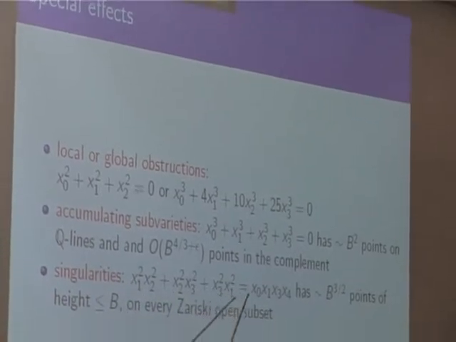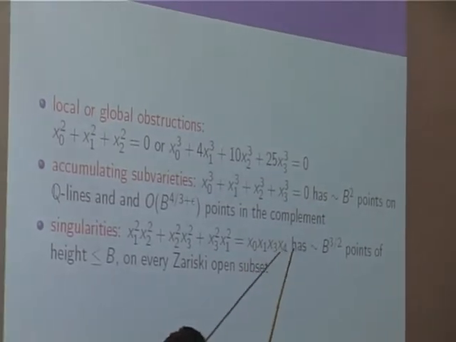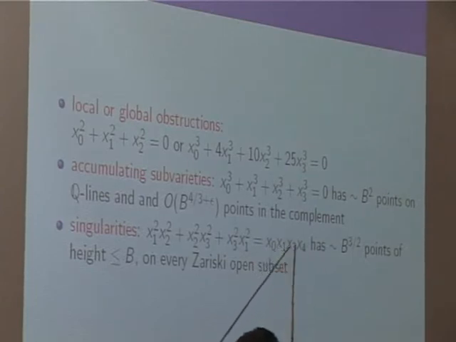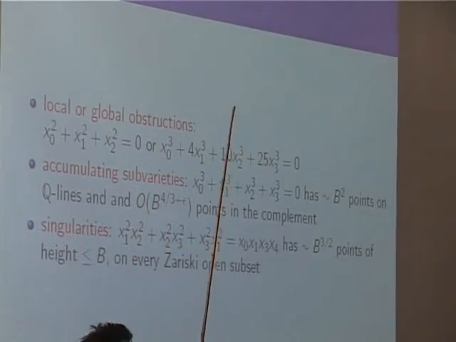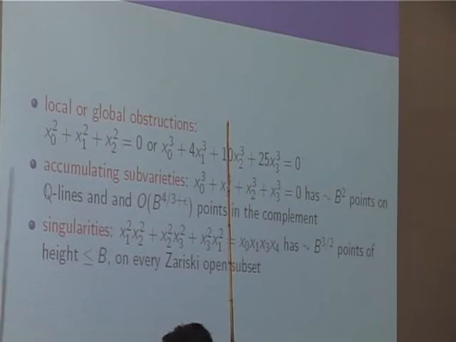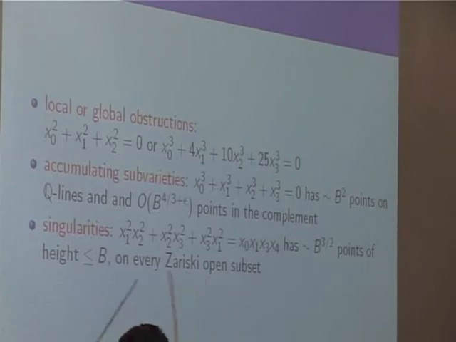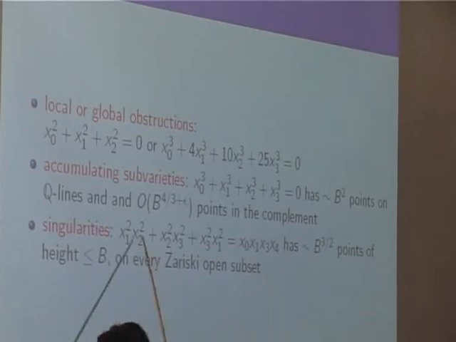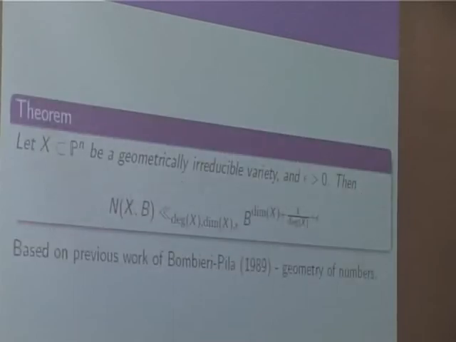So here we have 4 variables, x1, x2, x3, sorry. Anyway, 4 variables. Degree 4. We expect b to the 4 minus 4, b to the 0, maybe b to the epsilon solutions. But in fact, you prove that there are b to the 3 over 2 points of height less or equal than b on every Zariski open subset. So you could exclude some accumulating subvarieties, and still you have too many points. So what is it? Well, it's a singularity that we'll have to analyze.